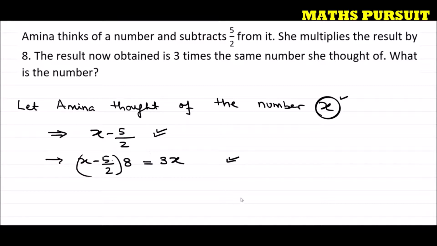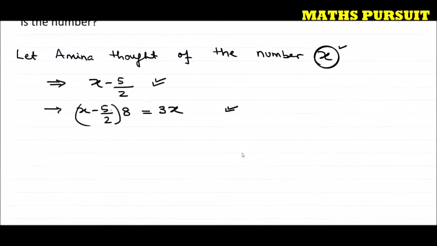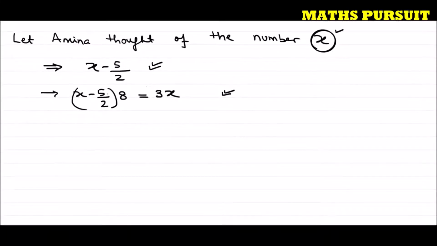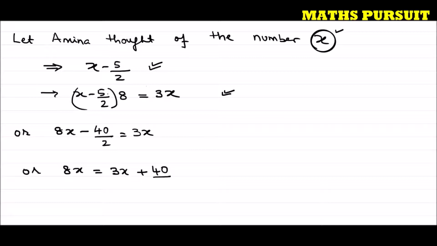Now let us solve this equation and we will get our answer. So let us multiply 8, or I can write 8x minus 5 8s are 40, 40 divided by 2 is equal to 3x. Or I can write 8x is equal to 3x plus 40 divided by 2.